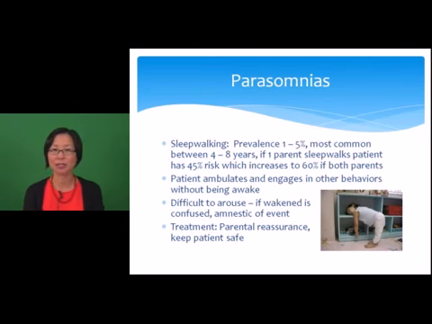Another parasomnia is sleepwalking. This is very prevalent as well. Anywhere from 1 to 5% of children will sleepwalk, often between the ages of 4 and 8. And this does have a genetic component. If one parent sleepwalks, the patient has a 45% risk that they will also sleepwalk. And if both parents sleepwalk, the child has a 60% risk that they may.